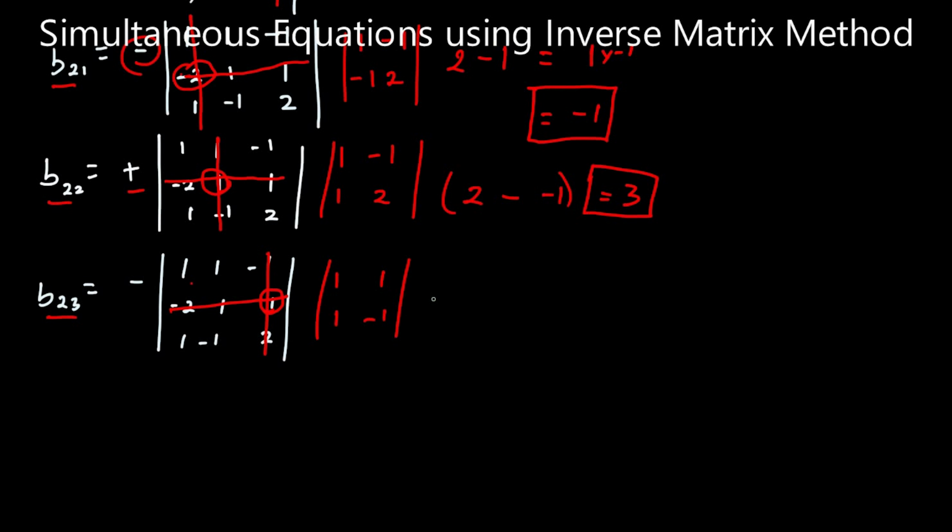Evaluate this. 1 times 1 will be 1, and 1 times minus 1 will be minus 1. So 1 minus... minus 1 minus 1 is minus 2. So we have a negative 2 there. Our sign here is negative, so we multiply this by minus 1 so that we have our answer as a positive 2. So this is going to be the element in 2 3.